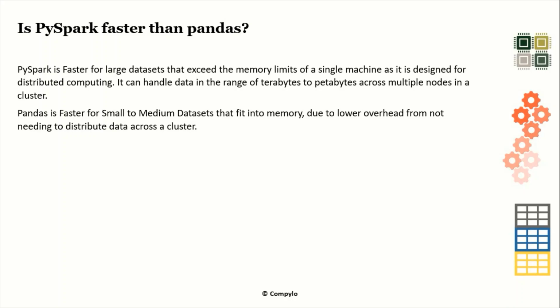PySpark is faster for large datasets that exceed the memory limits of a single machine, as it is designed for distributed computing. It can handle data in the range of terabytes to petabytes across multiple nodes in a cluster. Pandas is faster for small to medium datasets that fit into memory due to lower overhead from not needing to distribute data across a cluster. So, directly saying yes, PySpark is faster than Pandas may not be a suitable answer.